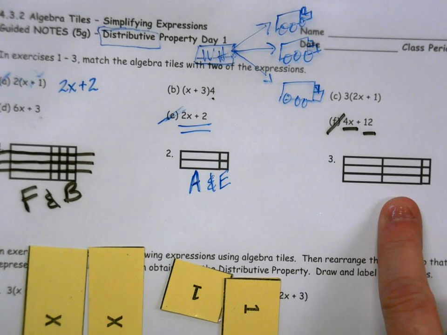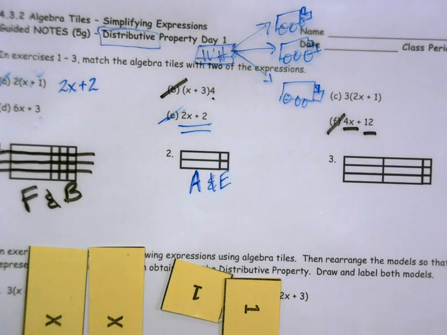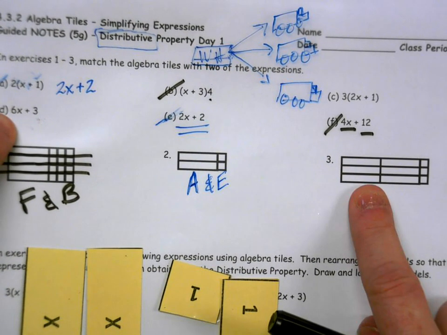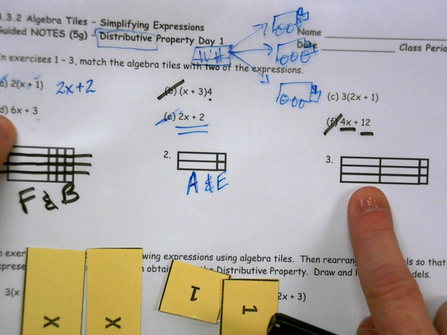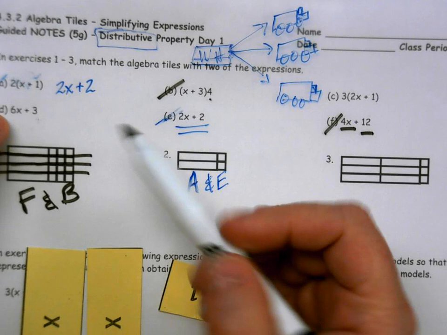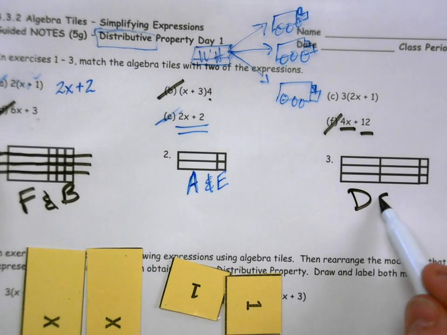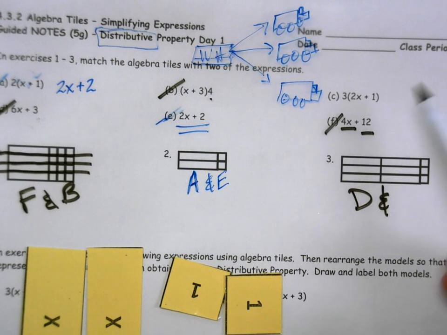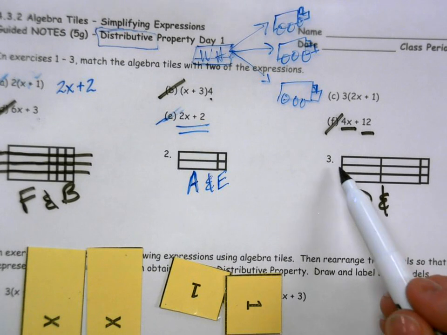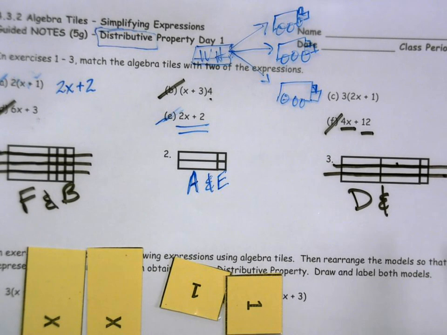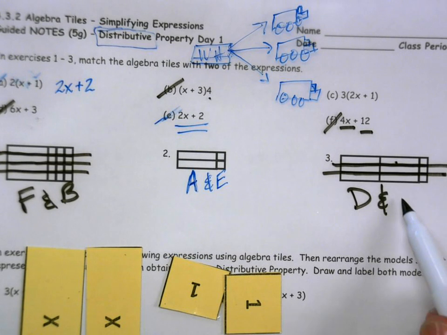So that would mean the other 2 would go here, right? Let's double check. Got 6 x's. Do we have 6 x's? Yeah. And then 3 little ones. So, yep, D would match. Does C match? Yes, because you've got 3 groups of 2x plus a 1 tile. So, yep.